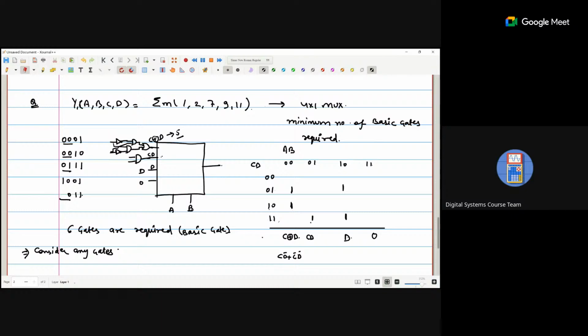so how many gates are required? Only two gates, because we are using directly the C and D that come from here. It will go into the XOR. So C, D. Okay, so one gate is this one and one gate is this one. So if we consider any gates, two gates are required.